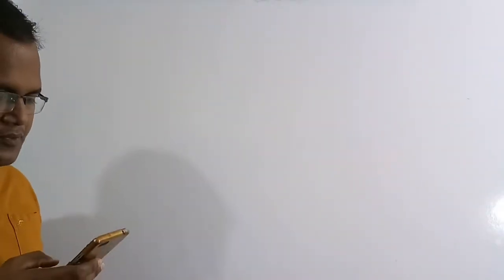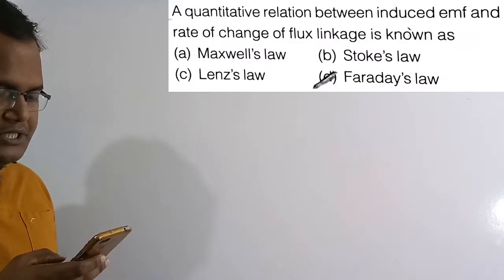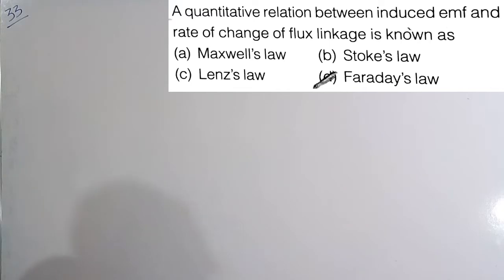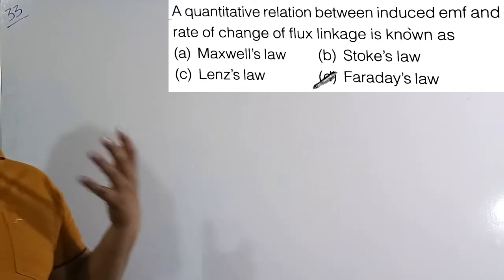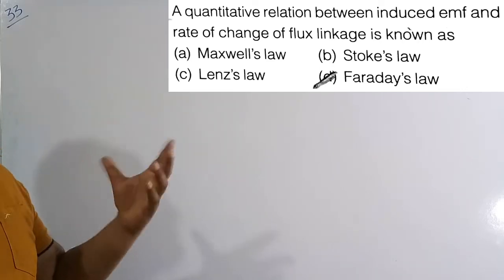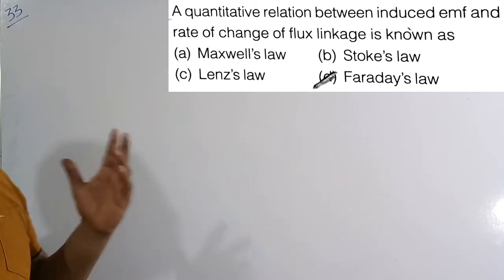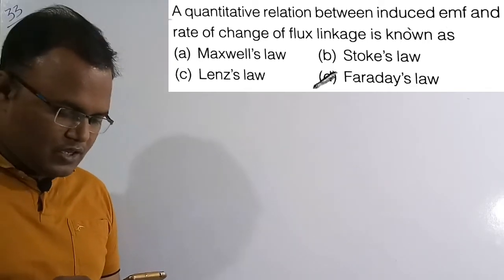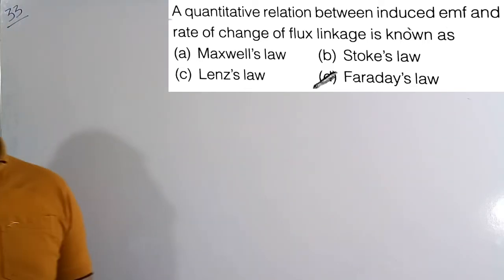So now we are going to solve the 33rd question. See the question here. A quantitative relation between the induced EMF and the rate of change of flux linkage is known as. Basically, which law gives you a relation between the amount of induced EMF with respect to the rate of change of flux? Out of these four options, option D is the correct solution, which is Faraday's law. Now we are going to solve this numerical.